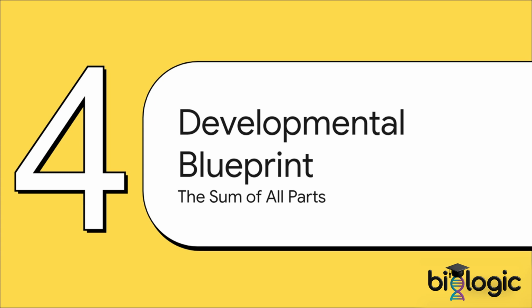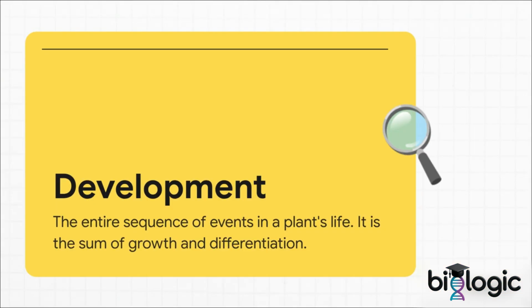All right, we've got the engines, we've got the chemical signals, and we've got the environmental cues. Let's put it all together now and look at the complete developmental blueprint for a plant. The grand term for all of this, for the whole shebang, is development. It's not just about getting bigger. Development covers the entire life story of the plant, from the moment it sprouts through its growth to the point where its cells become specialized for different jobs, all the way to old age. It's the sum of all those parts.